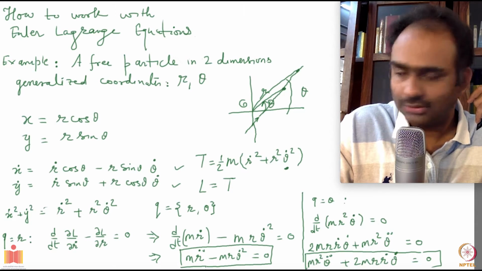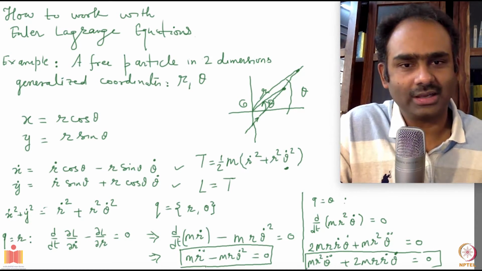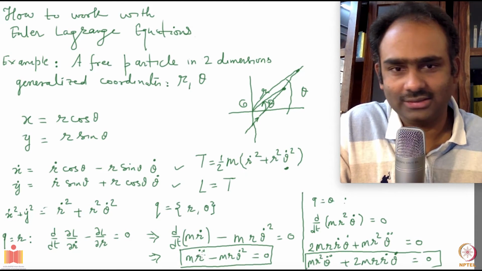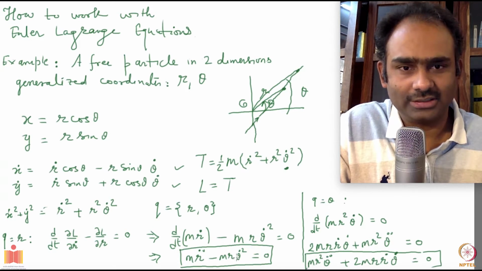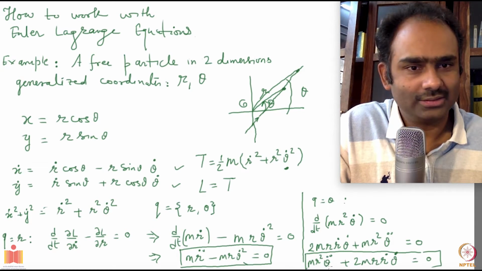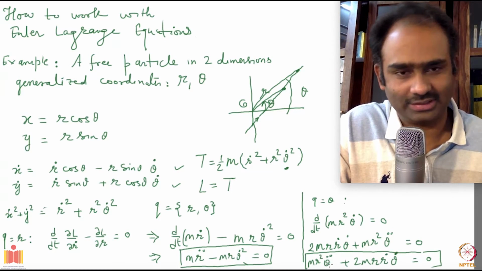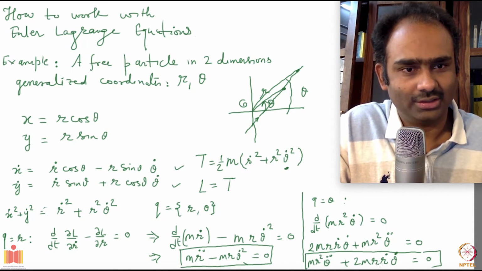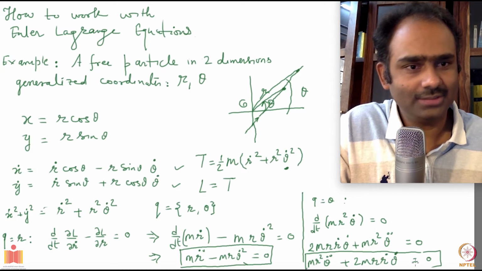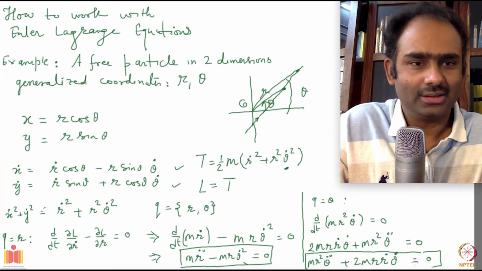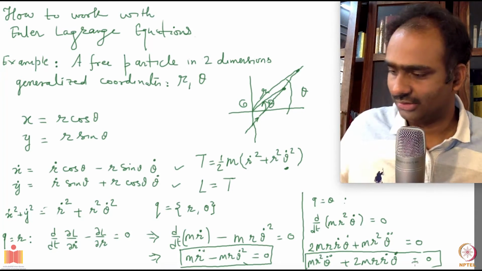And I wanted to say, just note that this is your linear acceleration along the radial direction, right? This is your centripetal term. This is your linear acceleration along the theta hat tangential direction. That's your Coriolis term. Okay, and because there are no forces, your right hand sides are 0.